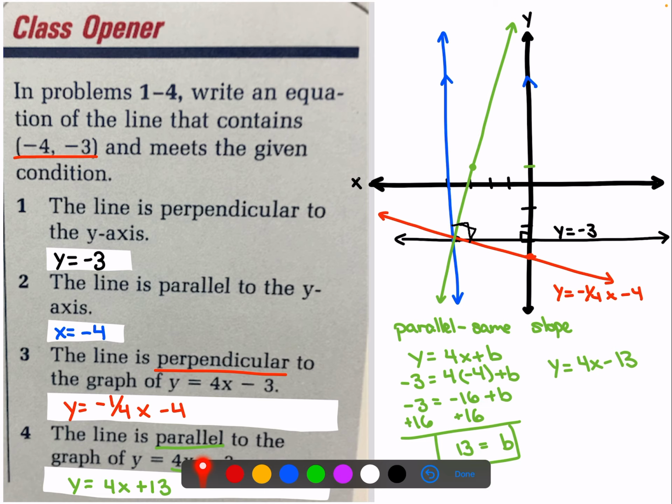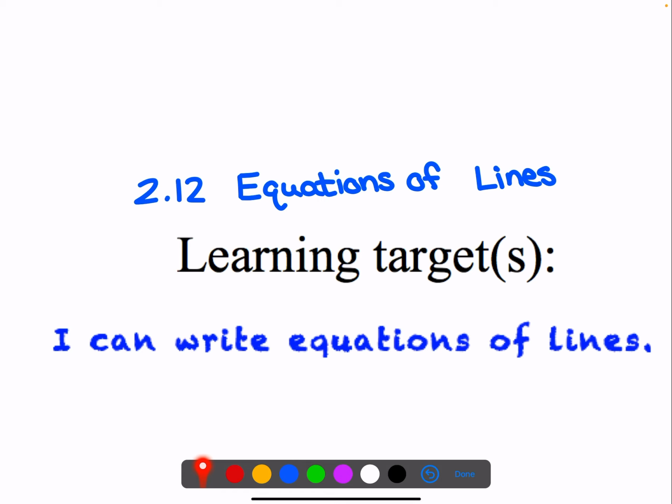With that being said, we're going to be covering 2.12 today, equations of lines. Your learning target today is: I can write equations of lines.